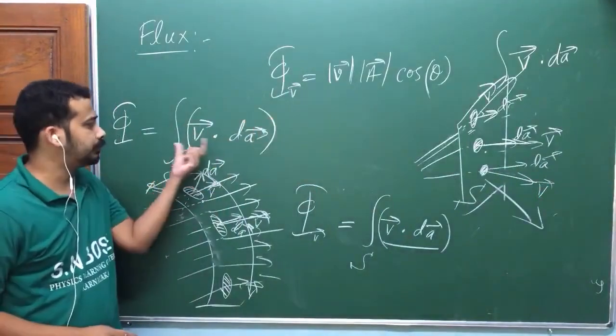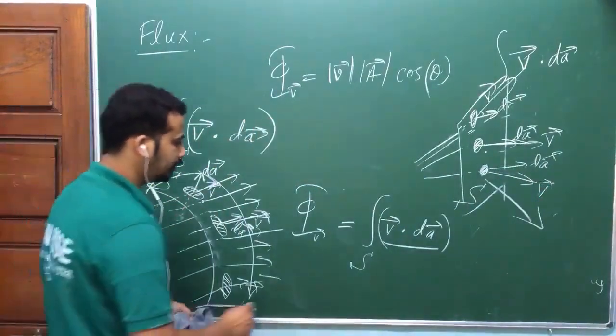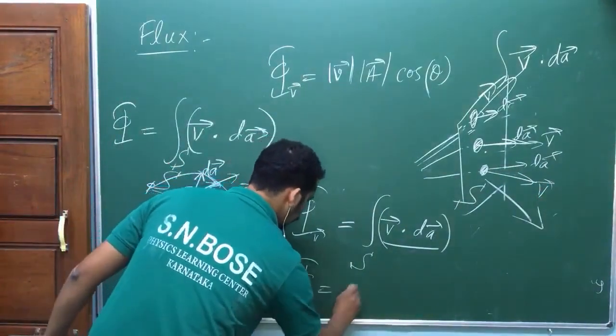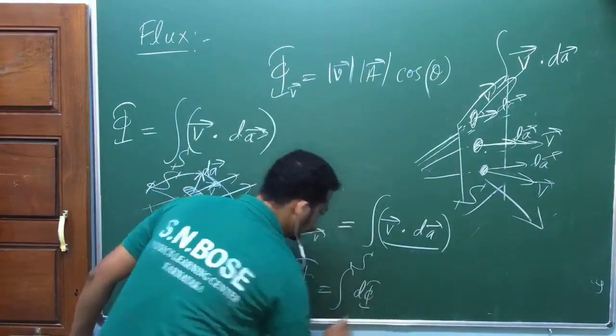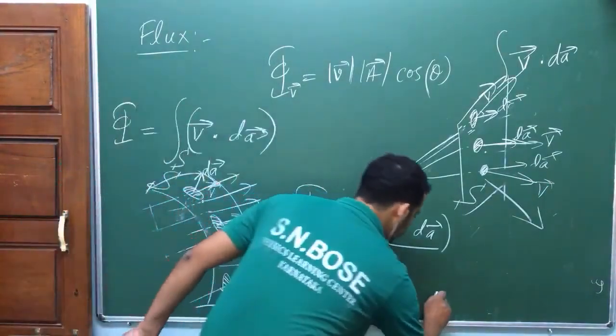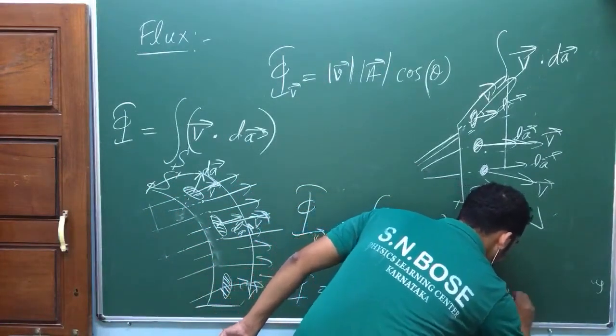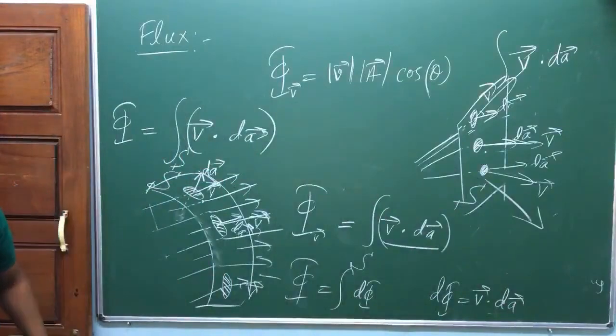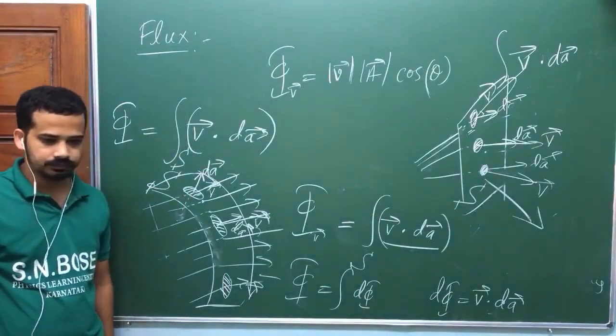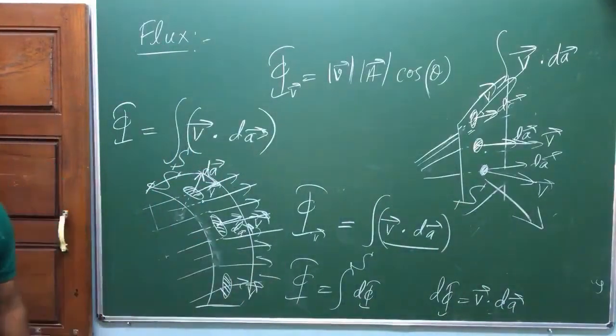And it is infinitesimal. So can I just write like this? Total flux is equal to the integral of the small flux. Let me write that small flux as V dot dA. Is that okay? You can write like this. That's the flux through the area.